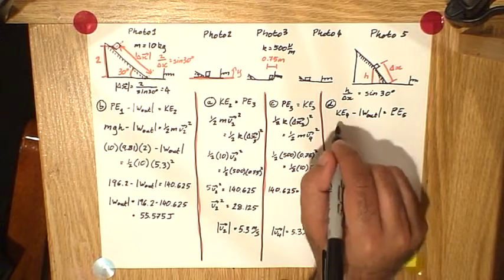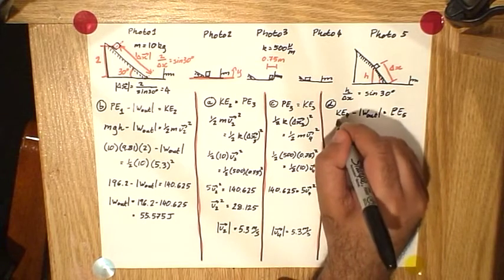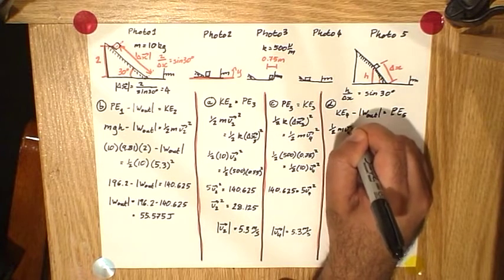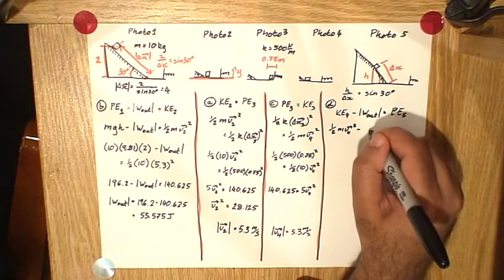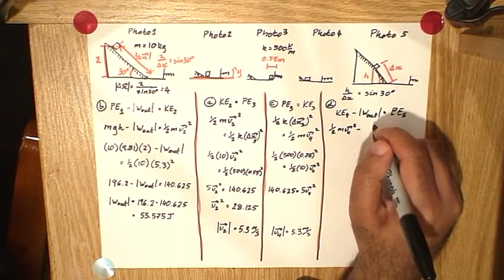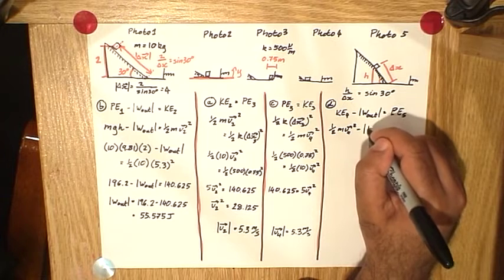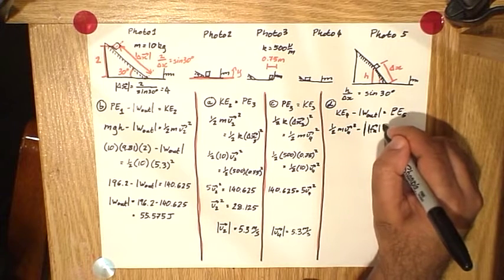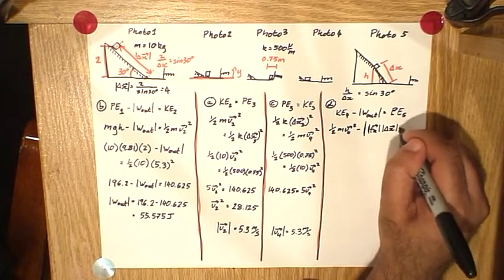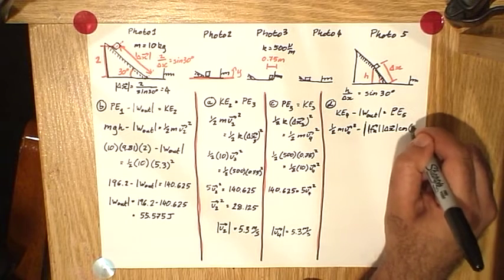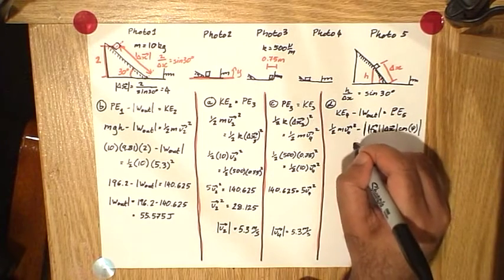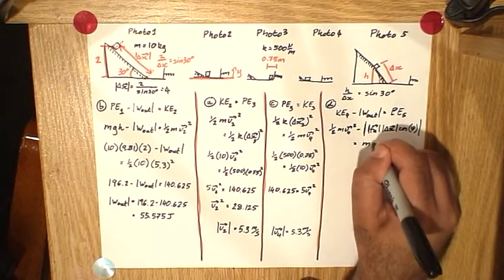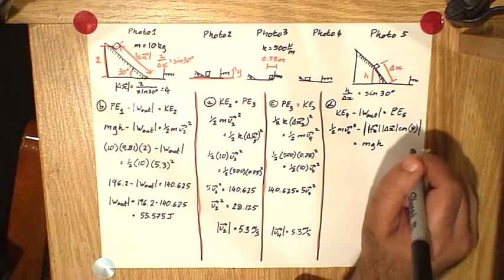Okay, let's expand out what we have here. So KE4, that would be 1/2 mass times the velocity at 4 squared, minus work out. We don't know what the work out is over here. Let's expand this out nevertheless. So that's force of kinetic friction times delta x times the cosine of the angle between them is all equal to the potential energy at point 5, which is given by mgh.